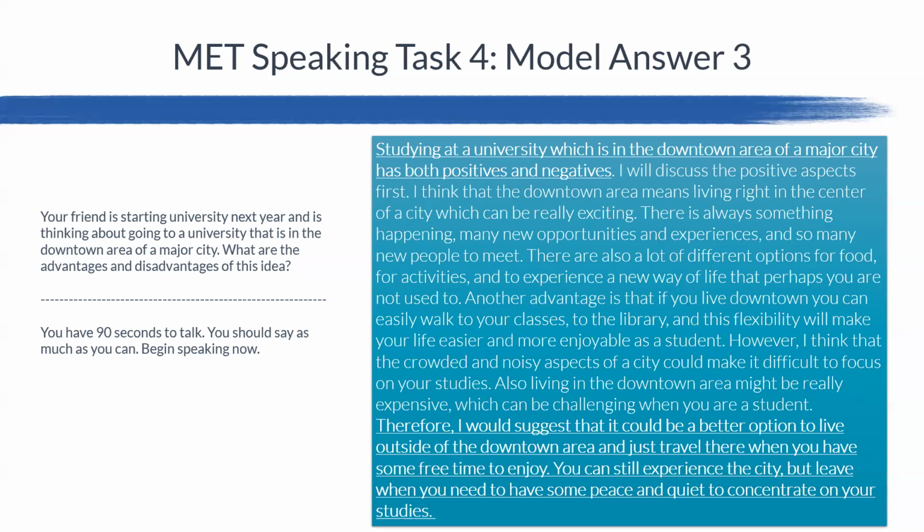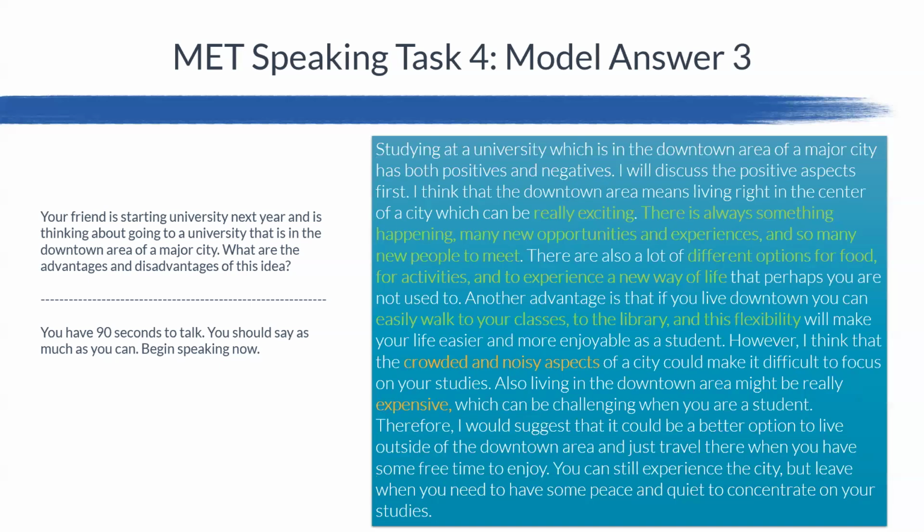In this response, it's giving the same ideas, the same advantages and disadvantages from the previous one, but it's more structured. You've got again some kind of conclusion. Therefore, I would suggest you can still experience the city, but leave when you need to if you choose to live outside and travel into the city. It's offering some kind of a solution, which again is not required as part of the rating scale, but it can just help to round out your answer. You've got advantages in green there and disadvantages in orange.